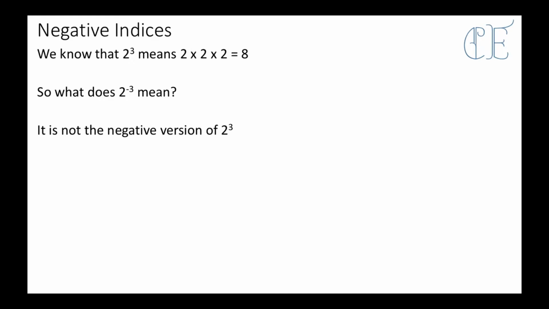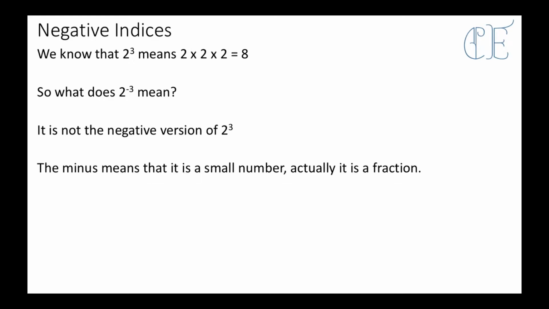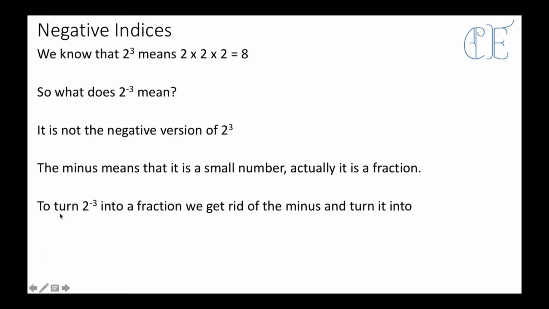What we actually need to do is, the minus means that it's a really small number, and actually it's going to be a fraction. So the way that I like to teach this to not confuse you too much is to say that this minus, in order to be turned into a fraction, we need to get rid of the minus, and that minus is replaced by the 1 on top of the fraction every time. You don't have to worry about why at this stage, just trust me.